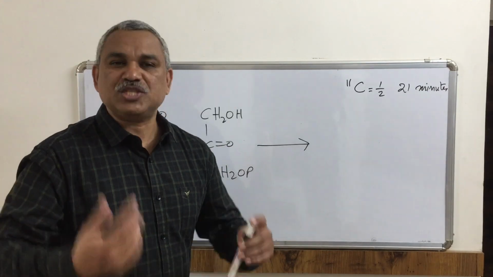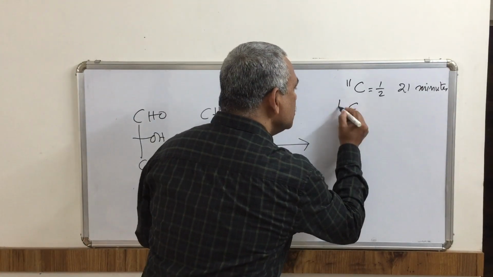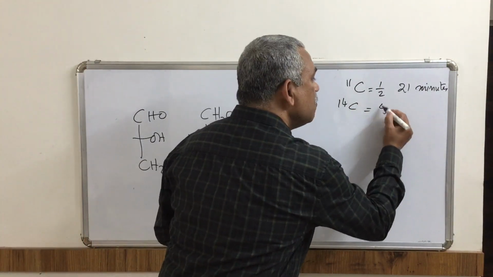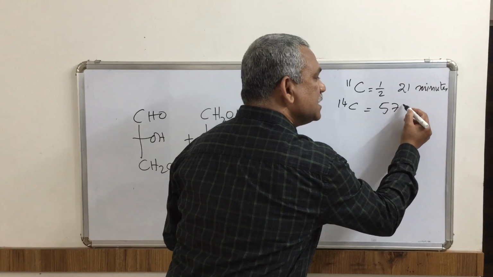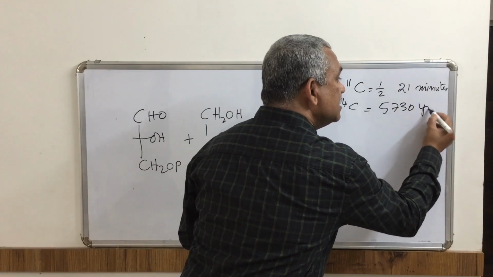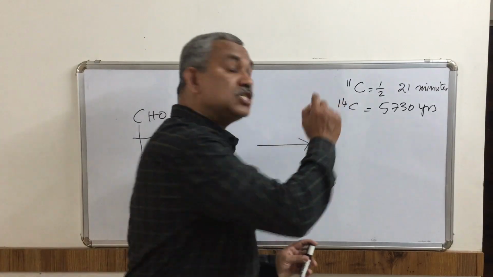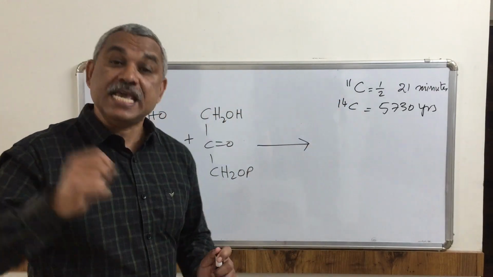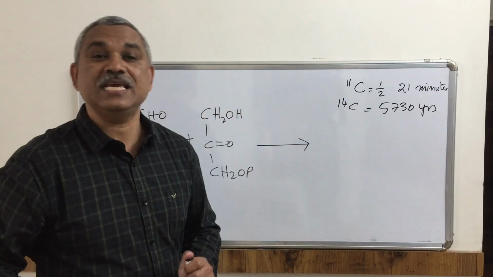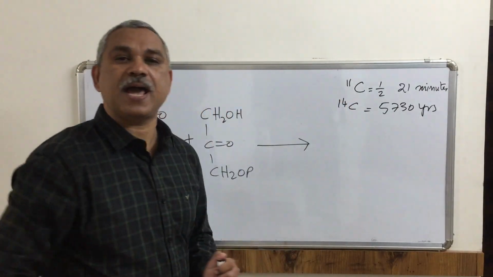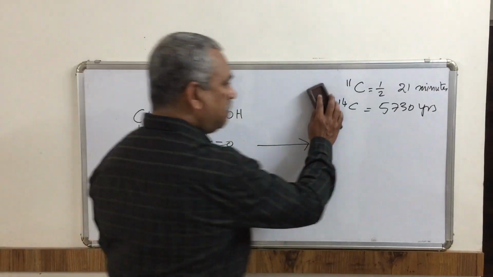Later on he switched over to C14. We know that the half-life of C14 is roughly about 5,730 years. And it was very easy to get C14 in those days in comparison to the C11 isotope. So the studies were carried out by using C14.